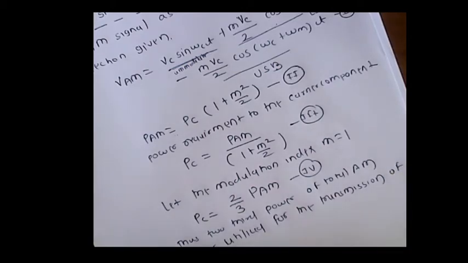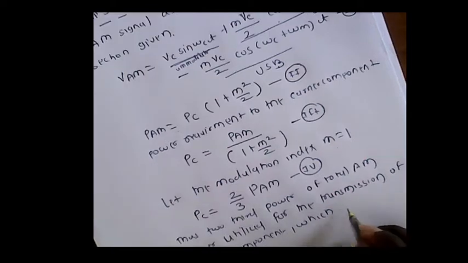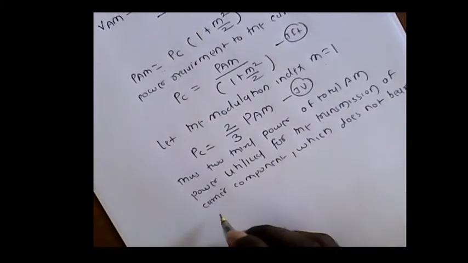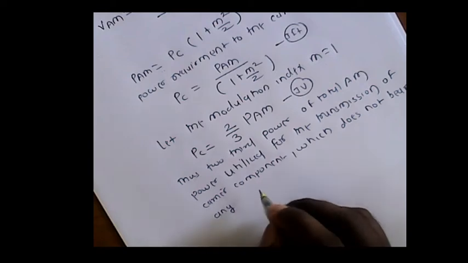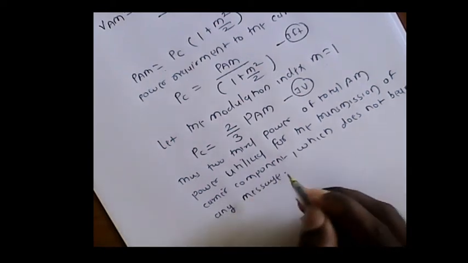Carrier component, which does not transmit or bear any message. So insignificant saving the power requirement can be achieved by suppressing the carrier transmission.